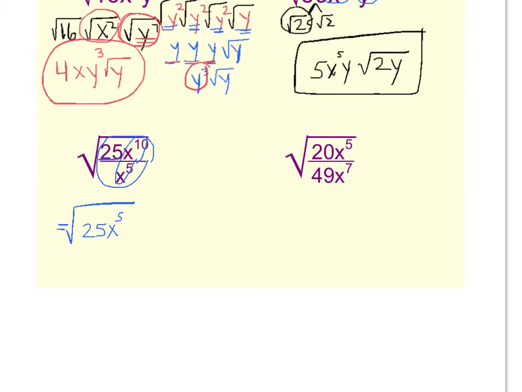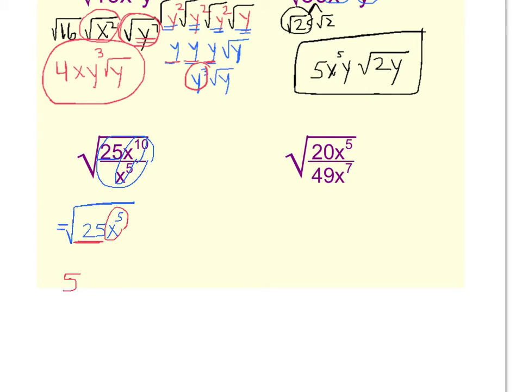And then remember, we are taking the square root of that whole thing. So we're square rooting a 25 and an x to the 5th. We'll just do one at a time. The square root of 25, well, we know the square root of 25 is 5. So that one's done. And then the square root of x to the 5th.